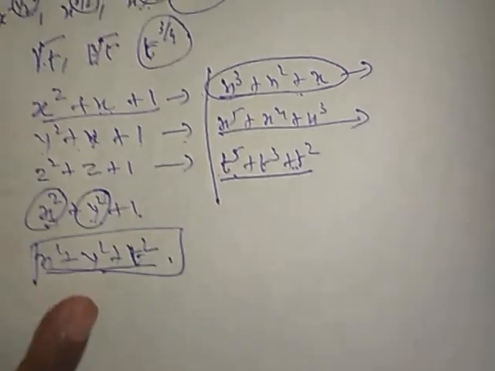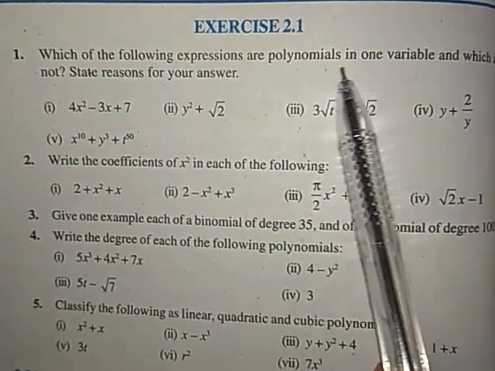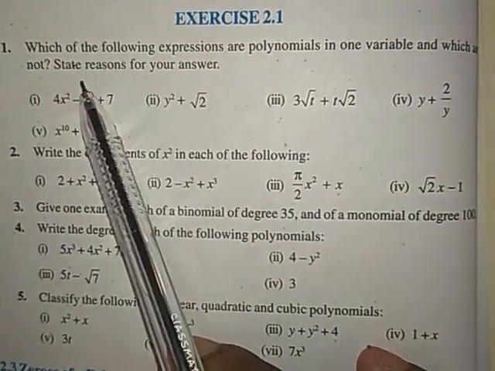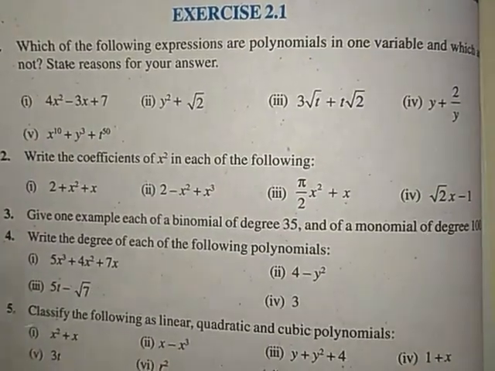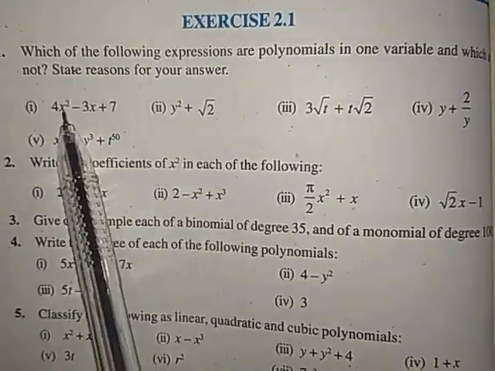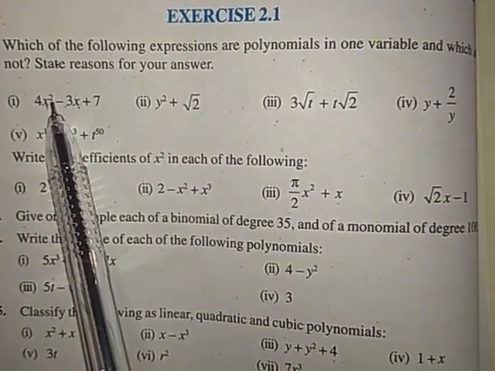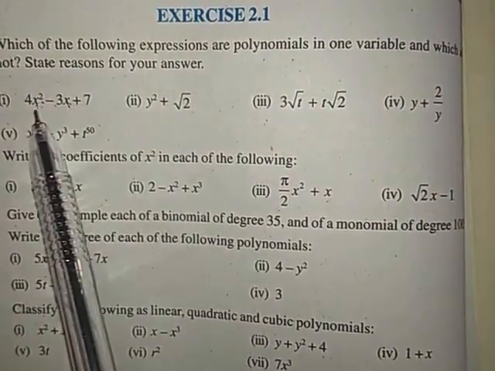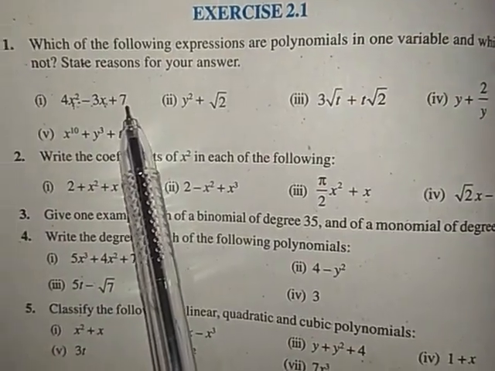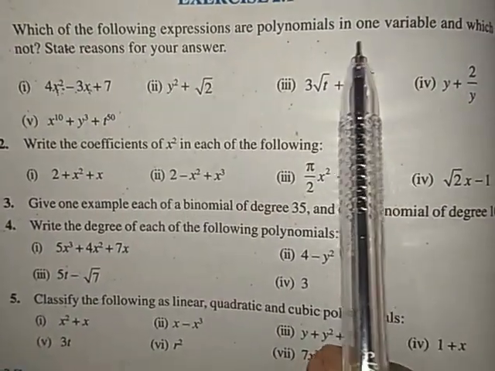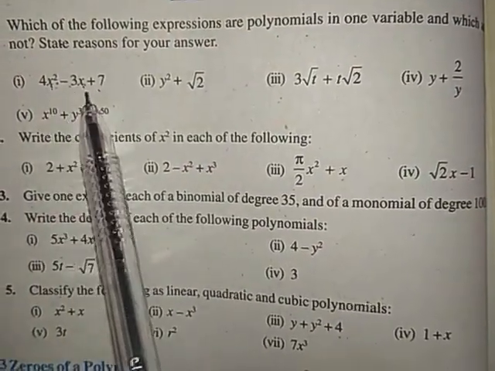So let's check here. What is the first question? State which of the following expressions are polynomials in one variable and which are not. State the reason for it. See here, first we have to check whether it is a polynomial or not. Yes, it is a polynomial because what is the power? 2. What is the power here? 1. So it is a whole number, so it is a polynomial. Is it one variable or two variables? It is a one variable polynomial, because only x is there.